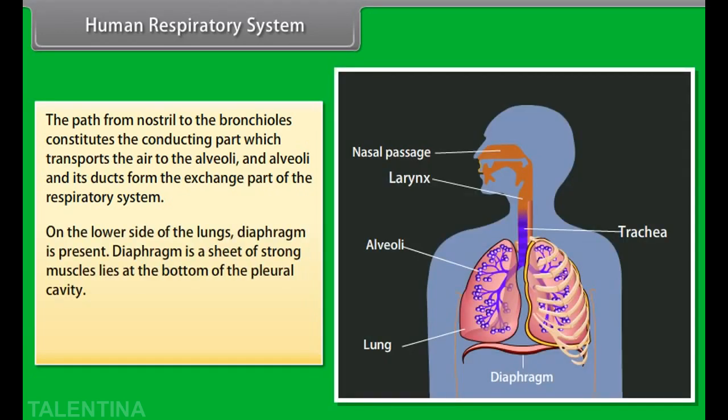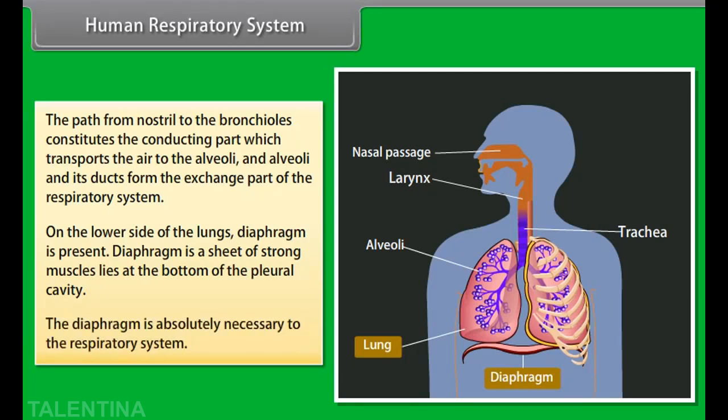On the lower side of the lungs, diaphragm is present. Diaphragm is a sheet of strong muscles that lies at the bottom of the pleural cavity. The diaphragm is absolutely necessary to the respiratory system.